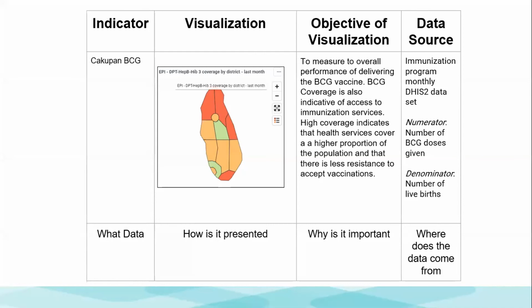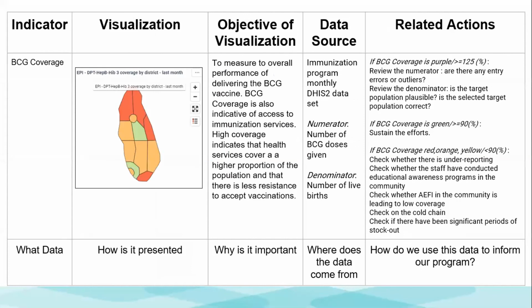Okay, right. And the final component, of course, is about how we use this data to inform our program, right? And here we are talking about the actions. Now, please concentrate on what we have highlighted here. Now we are defining how you are going to use this data. So here we are mentioning if BCG coverage is purple, which is more than 125%, then you have to do a few things. The first thing is to review the numerator, right? Because if it is more than 125%, there is something absolutely wrong. We have to figure that out, right?